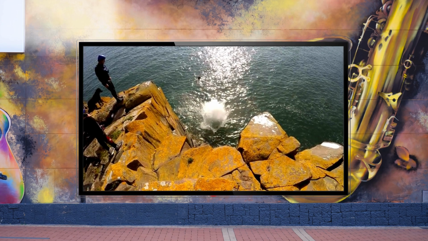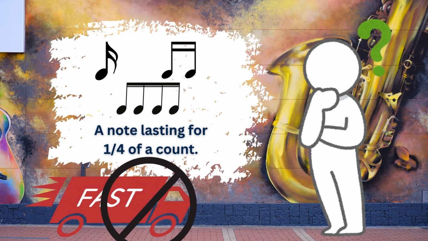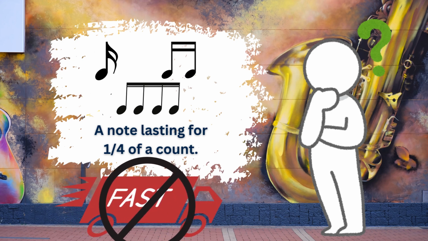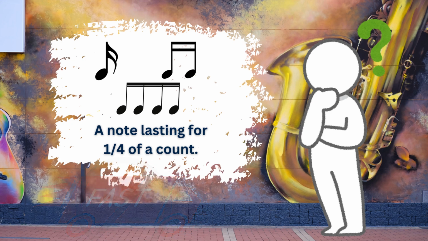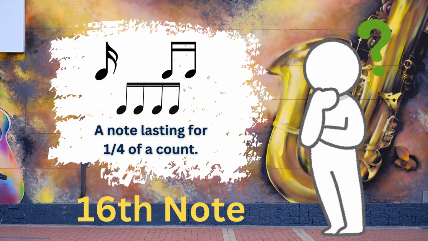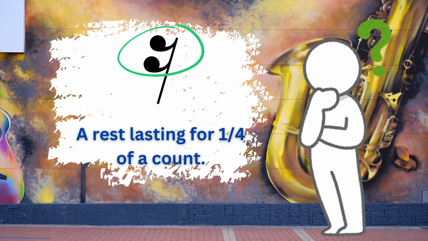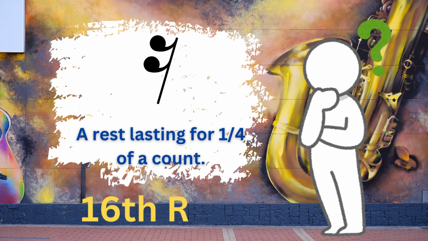Our first term is 16th note. Some people say it's faster than eighth or quarter notes, but that is not really true. Faster means tempo, but a 16th note just lasts less time than a whole, half, quarter, and eighth note. In fact, it's half as long as an eighth note. You can recognize a 16th note by the two bars or flags on the note stem. The same is true on the 16th rest. Overall, a 16th note or rest lasts 1/4 of a count. It would take 16 of them to fill a 4-count measure, and 4 16th notes would take the same amount of time in music as 1 quarter note.